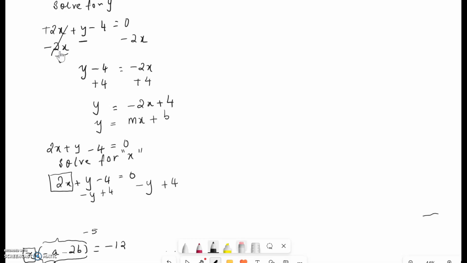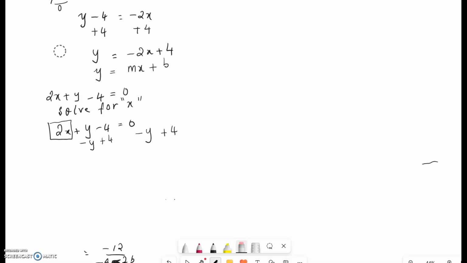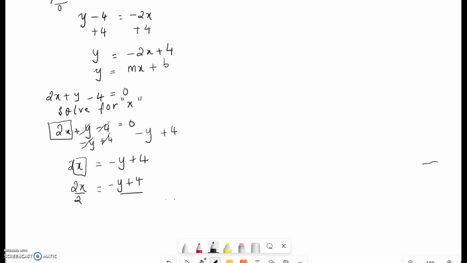Why are we doing that? Because we want to get rid of both the terms so we can get x by itself. So the plus y and the minus y makes it a 0. Minus 4 plus 4 makes it a 0. So I get 2x plus 0 is 2x equals negative y plus 4. Now remember, we're getting x by itself. I divide both sides by 2. So 2x over 2 is equal to negative y plus 4 over 2. So x is equal to negative y plus 4 over 2.